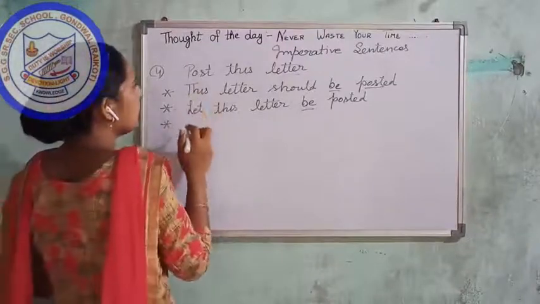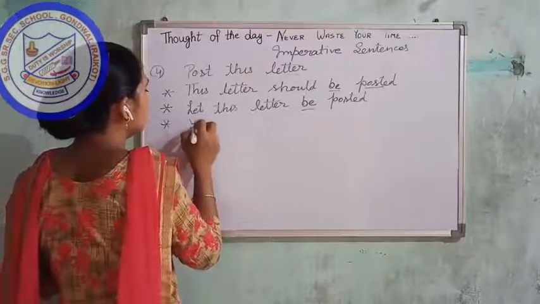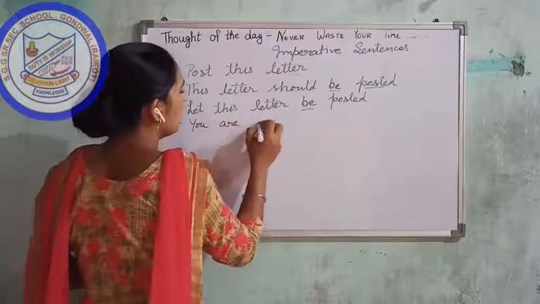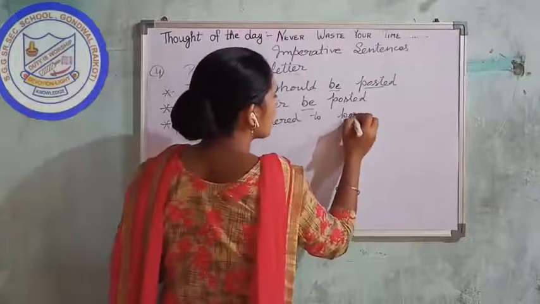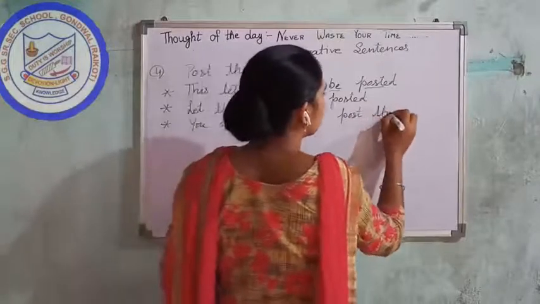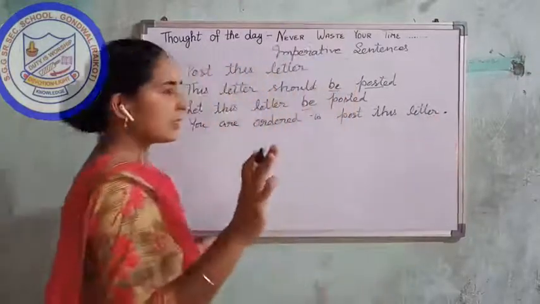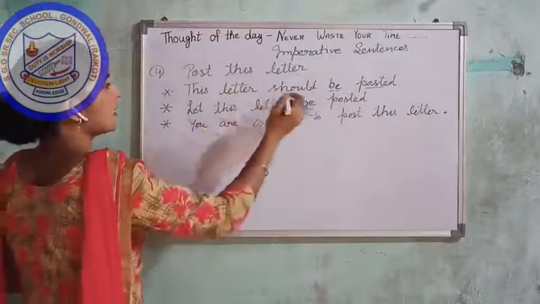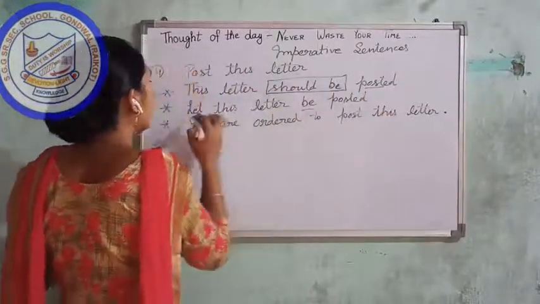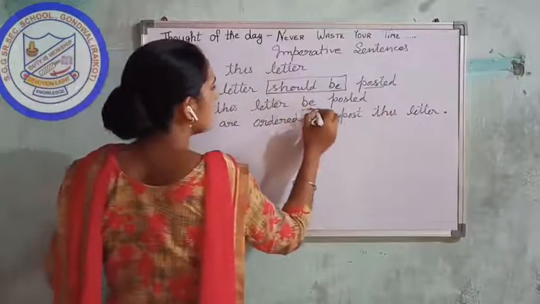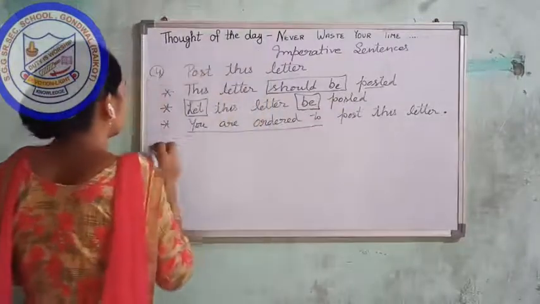You can write it like this: you are ordered to post this letter. Post this letter. Is it clear, students? Yes, for this letter you can make use of should be. This letter should be posted, and let this letter be posted. You are ordered to post this letter.